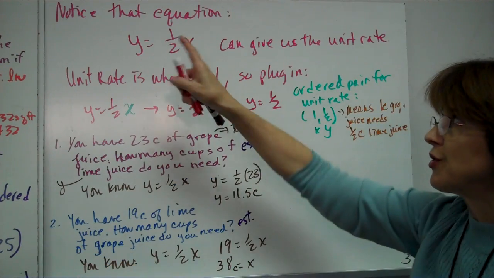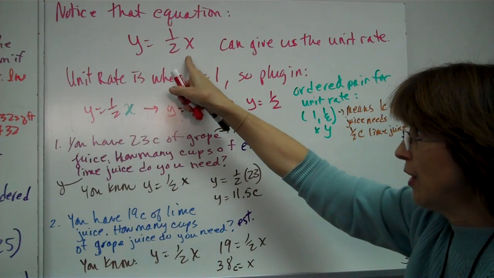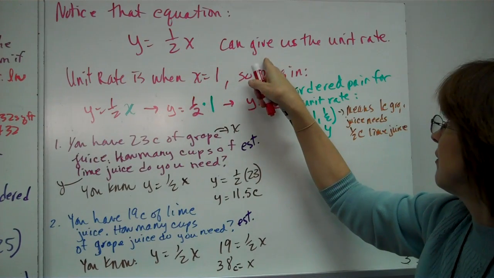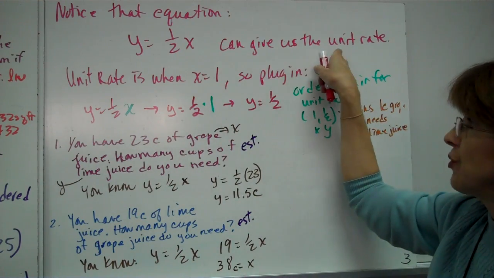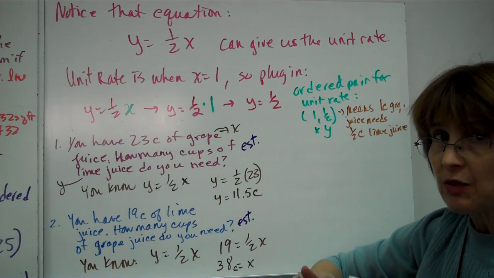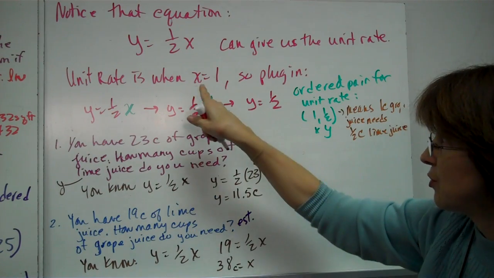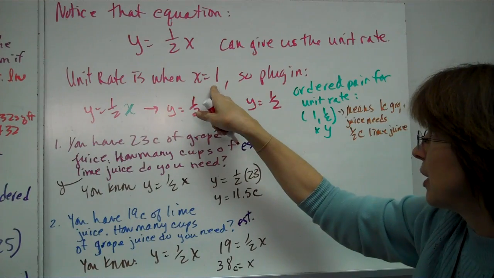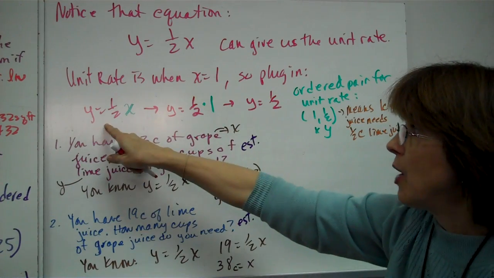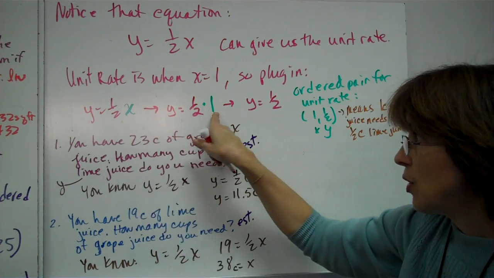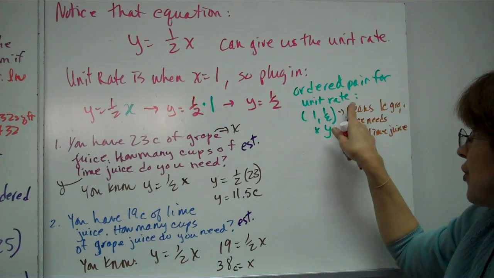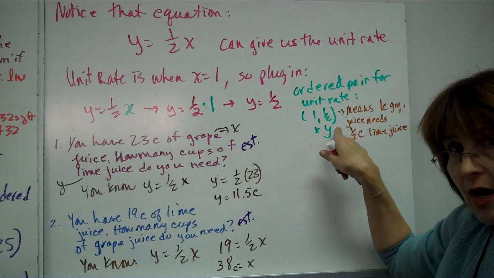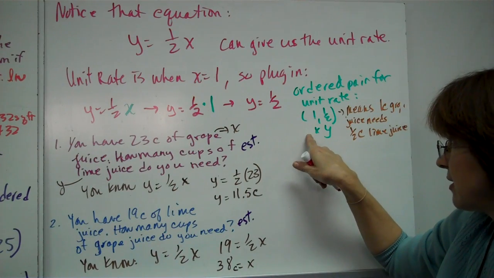Okay, so what I want you to notice, you have your equation, y equals 1/2 x. This equation gives us the unit rate. In other words, it gives us what y equals when x equals 1. So the unit rate is when x equals 1, so you simply plug it in. y equals 1/2, there's your x, so you plug in 1 to where the x is, and y equals 1/2. So the ordered pair for the unit rate would be (1, 1/2), which means that x is the 1.